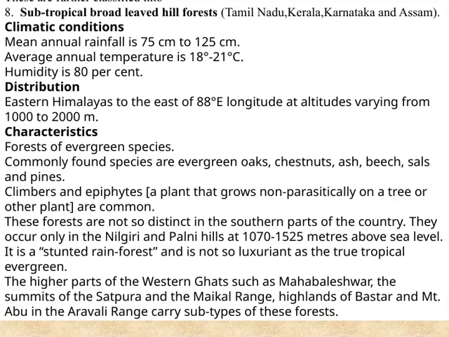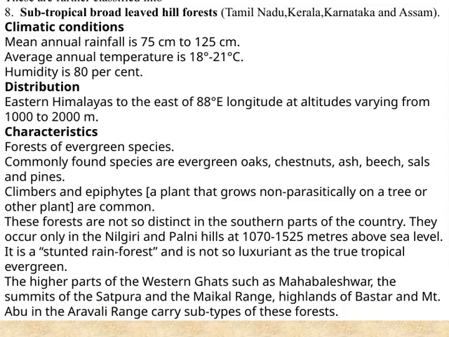These forests are classified as subtropical broad-leaved hill forests, primarily found in regions like Tamil Nadu, Kerala, Karnataka, and Assam. When we look at their climatic conditions, they typically receive a mean annual rainfall ranging from 75 to 125 centimeters. The temperature in these areas remains moderate, averaging between 18 to 21 degrees Celsius, and the humidity is quite high at around 80%. In terms of distribution, you'll find these forests stretching from the eastern Himalayas to the east of 88 degrees east longitude, mainly at altitudes between 1,000 and 2,000 meters.